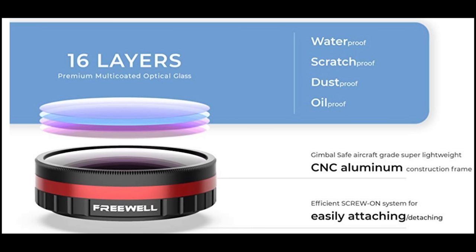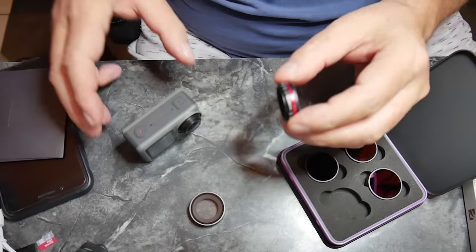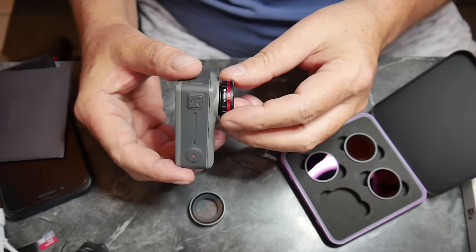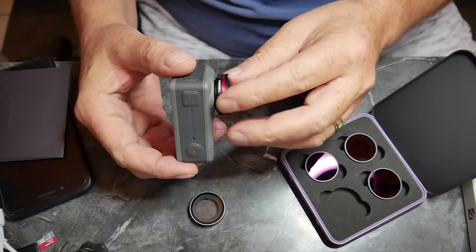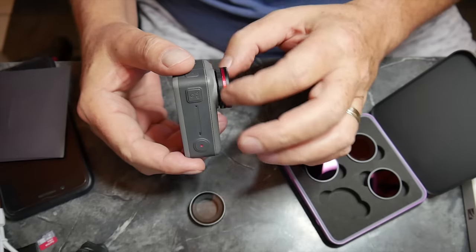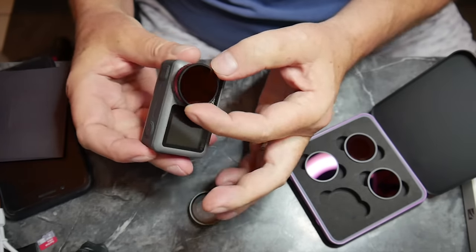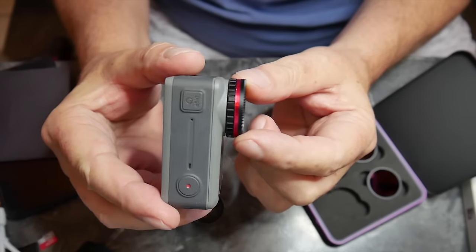Now, it comes with optical glass, 16 layers of premium coated optical glass that is waterproof, scratch-proof, dust-proof, and even oil-proof. Now, installing these is very simple. It's a very efficient screw-on system that is easily attached and detached. And the construction of these ND filters is gimbal-safe, aircraft-grade, super lightweight CNC aluminum frame construction.